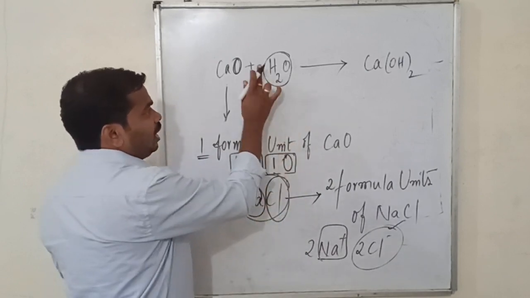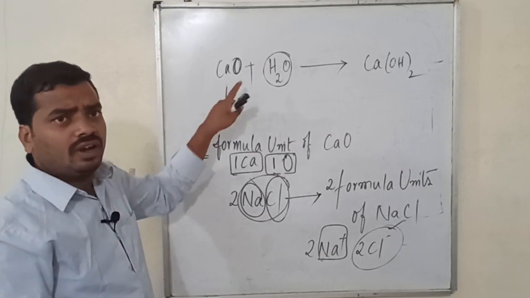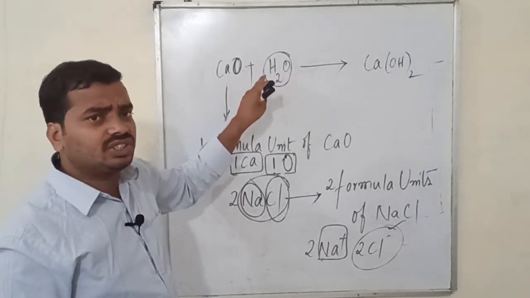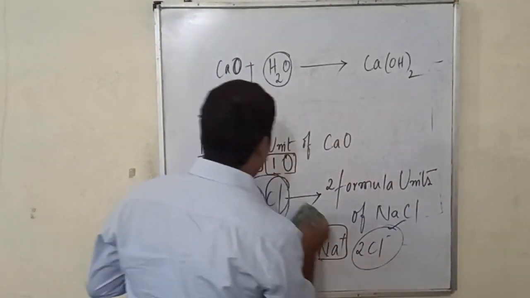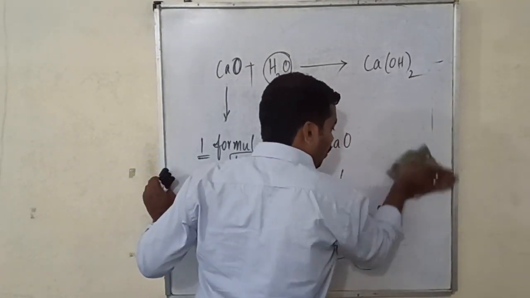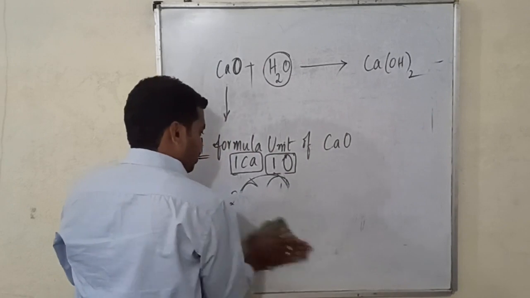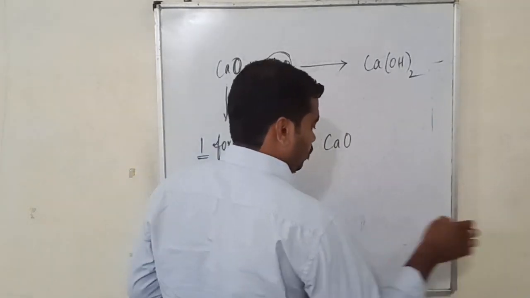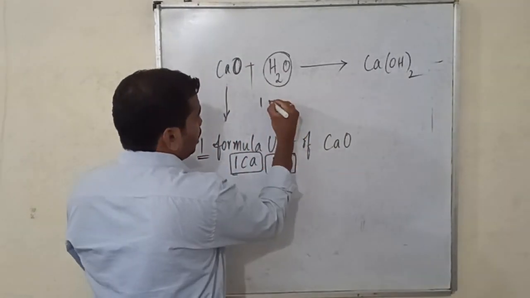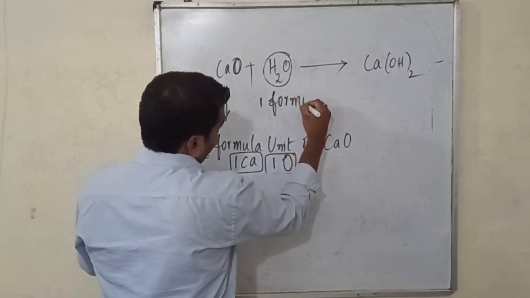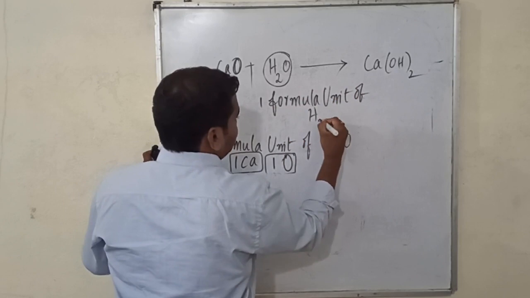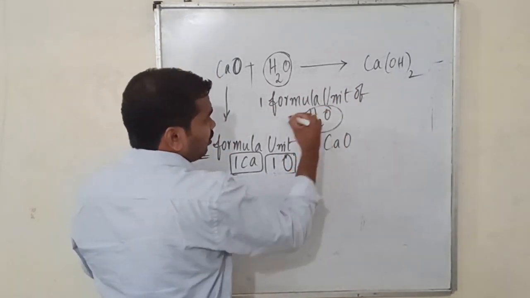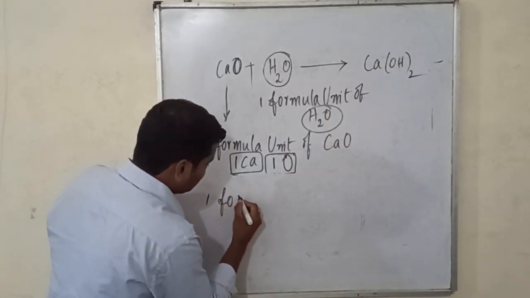At the same time, is there anything written in front of H2O? No, nothing is written. That itself indicates that it's one formula unit of H2O molecule. That says, let me write clearly, one formula unit of H2O.